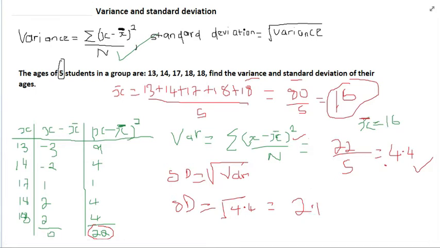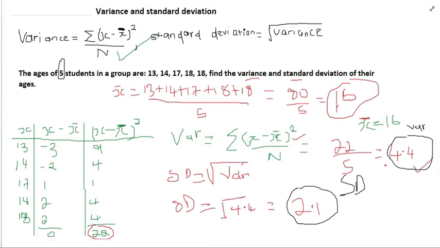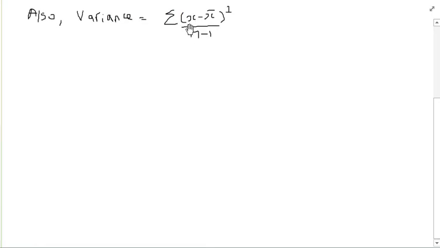All right, in this question we have gotten the variance, which is 4.4, and then we find the square root of 4.4, that is 2.1. Okay, this is our variance and this is our standard deviation. All right, so to find the standard deviation, we must find the variance. Whatever we have as variance, we find the square root, and then the square root of the variance will give us the standard deviation.